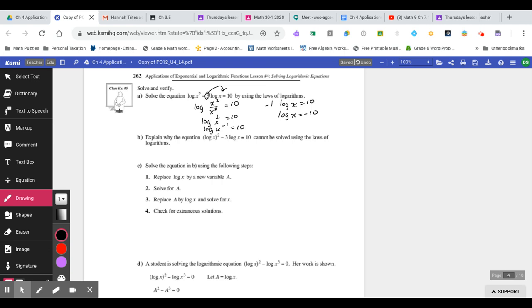And then you can say base to the exponent. Oh, wait a second. Where's the base? Well, you can't see it, so it's 10. 10 to the negative 10 equals x. And that's your answer. Another way could be to write 1 over 10 to the 10.